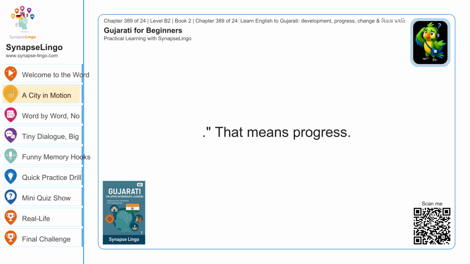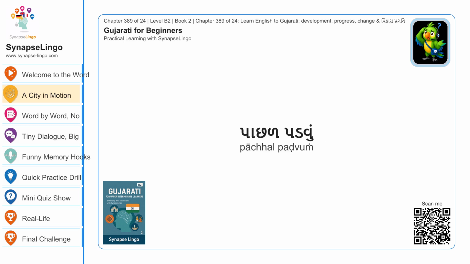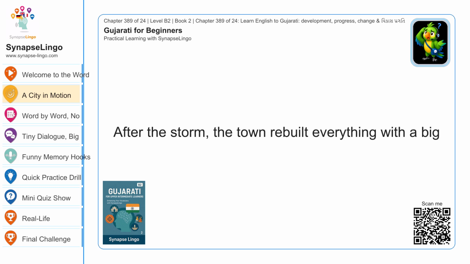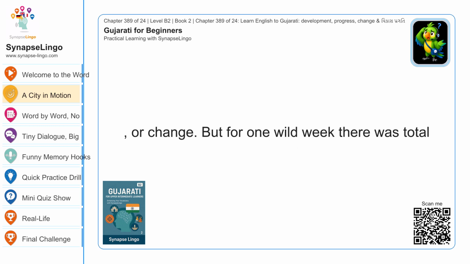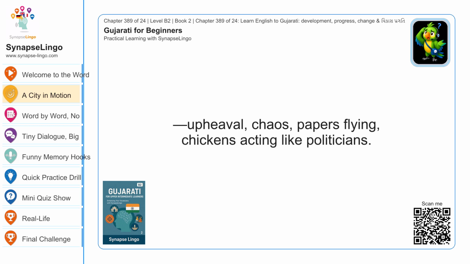પ્રગતિ. That means progress. Then a giant storm arrived, a roof flew away, and the mayor's hat landed in a pond. Everyone groaned, "Oh no, પાછળ પડવું." That means a setback. After the storm, the town rebuilt everything with a big ફેરફાર, or change, but for one wild week there was total ઉથલપાથલ. Upheaval, chaos, papers flying, chickens acting like politicians.